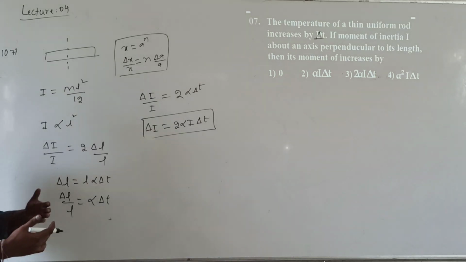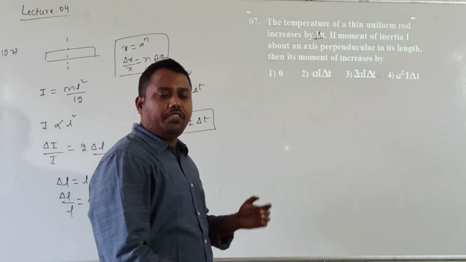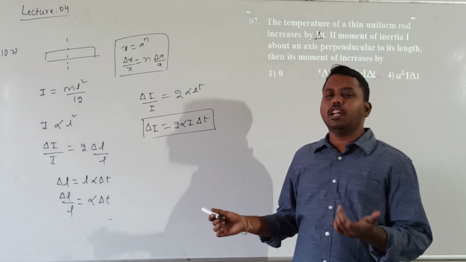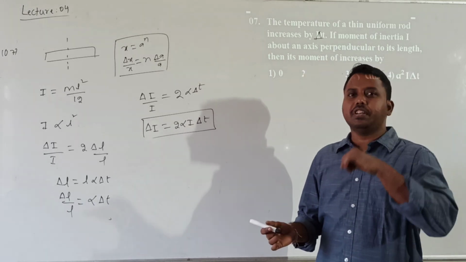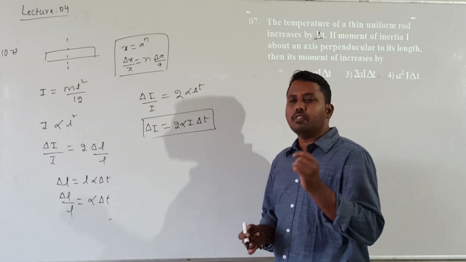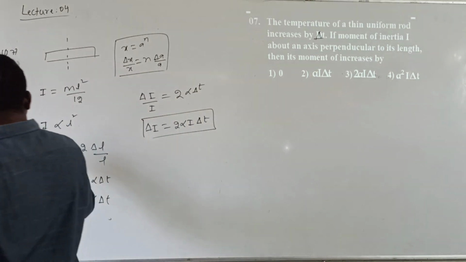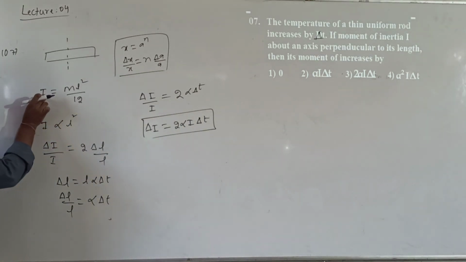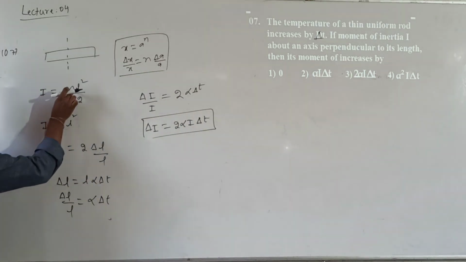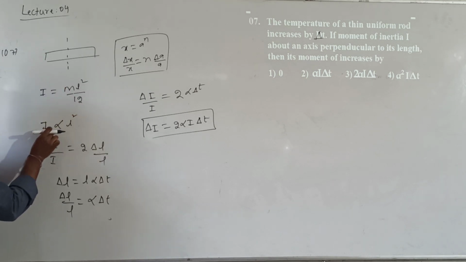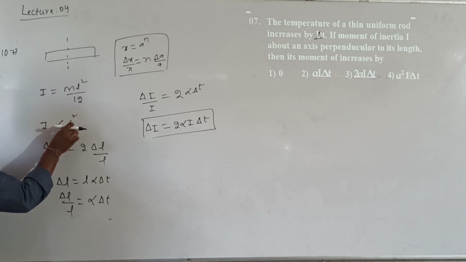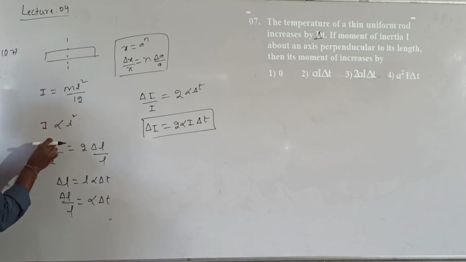So all topics are interrelated with each other. If you want to do this chapter, a question can also be based on moment of inertia. So first I calculated the moment of inertia. Then I come to know here mass is constant. Moment of inertia is directly proportional to L square. I want to calculate the increase in the moment of inertia.